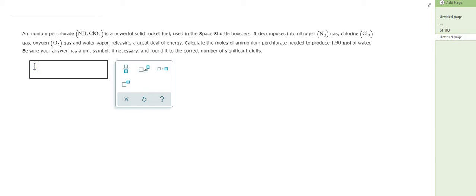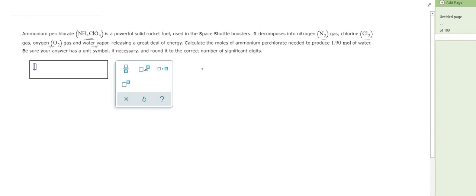Okay, let's do this ALEKS problem here, dealing with stoichiometry. We have ammonium chlorate given to us. That is a solid rocket fuel, a very powerful one. And it decomposes into nitrogen and chlorine and oxygen gas plus water vapor. Okay, so we're going to have kind of a big chemical equation here.